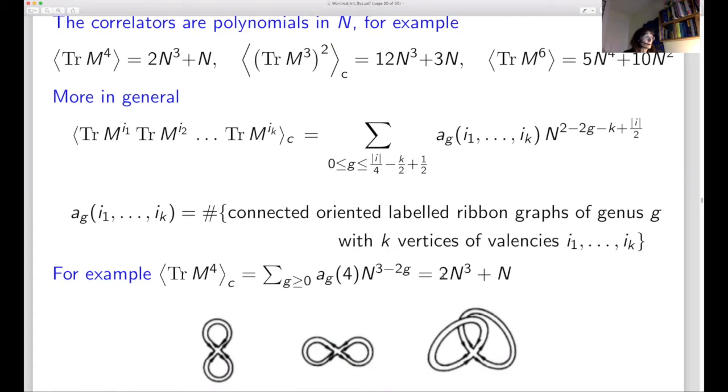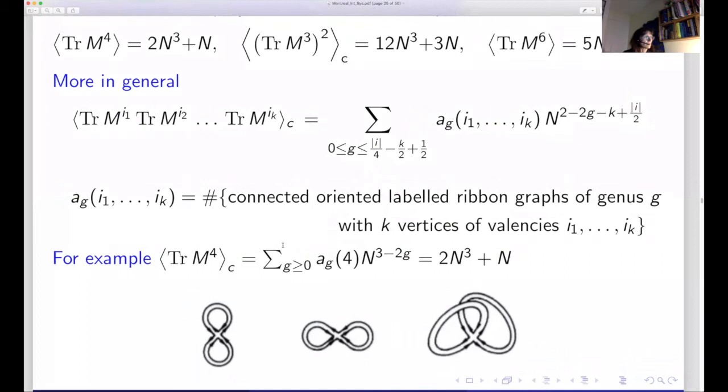And so we have 2n cubed plus n, and this should be equal, using the formula, to the sum over g of a_g. There is nothing much to count here because there is only genus g equals 0 and 1, since this power has to be positive. So you can see that for g equals 0 we have 2, and for g equals 1 we have 1 here. So it means that we have two graphs. This number 2 is two graphs with one vertex of valency 4 and genus 0.